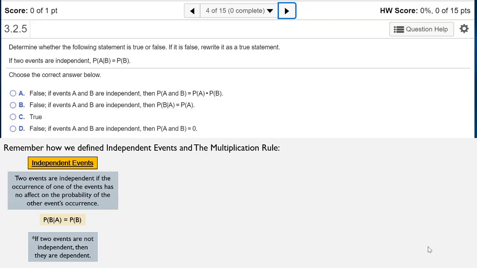Okay, so if we look at that definition, probability of B given A equals probability of B, and compare that to the original statement of the problem, we can see that in the first part of the equation, the A and the B are in reversed position in the original problem from where they are in the definition. So that means that this statement is false. We immediately get to cross out option C.